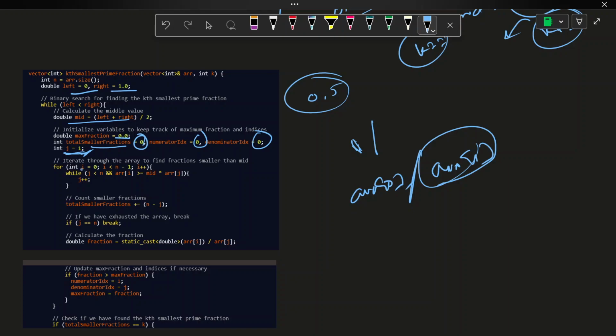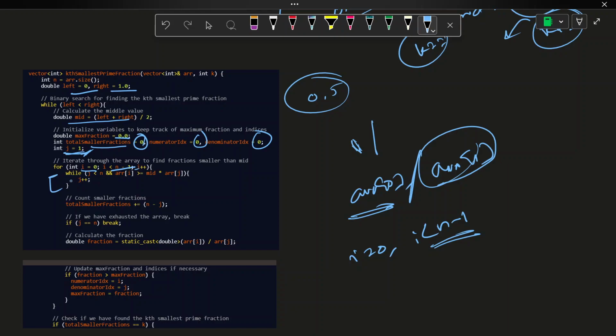Now our numerator is starting from i is equal to 0. What is the range? i is equal to 0 to i less than n minus 1. Why n minus 1? Because in the last index I can't take any new element as a denominator, right? Because there is no element on the right side of the last element. That's why our range is i is equal to 0 to i less than n minus 1. Got it?